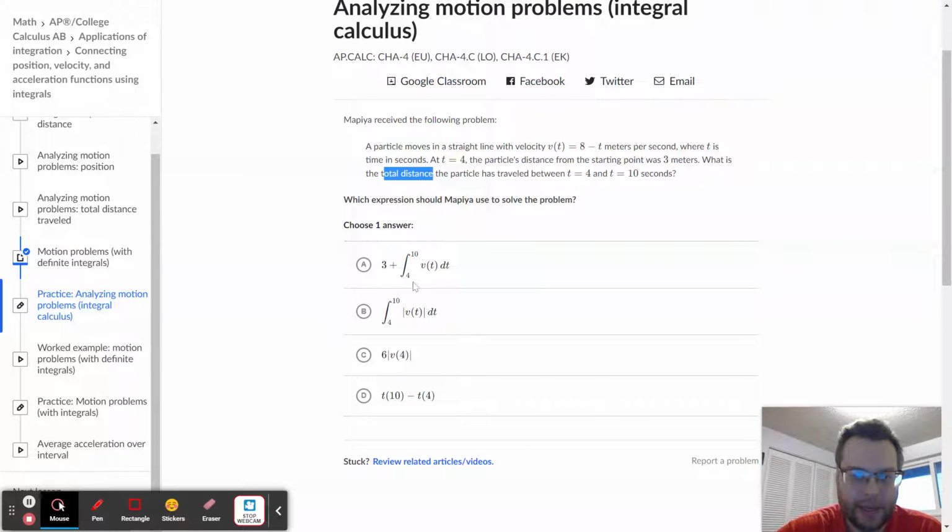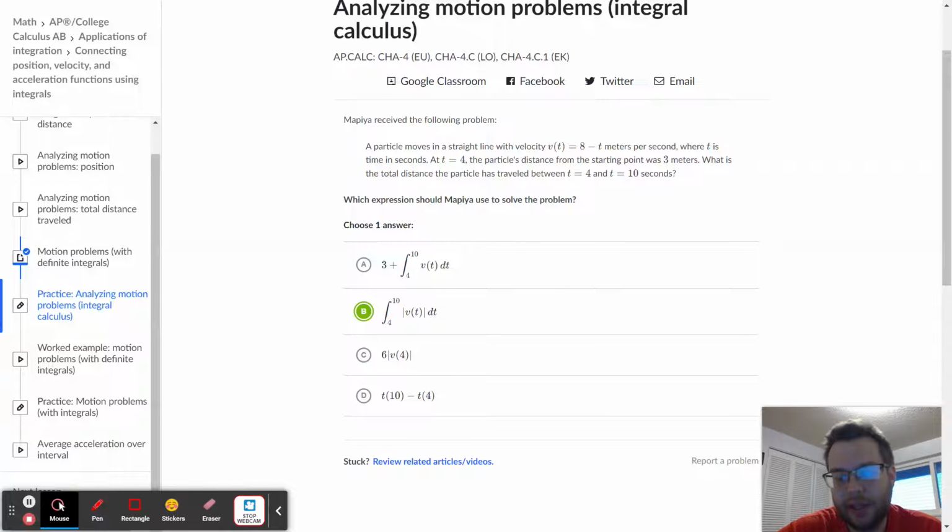So I see here I can eliminate answer A and I can eliminate answer D. And we want to use the absolute value. So it's either 6 times the absolute value of its velocity at 4. That would be very weird because why do I care what its velocity is at a single point? Or it's this one here.